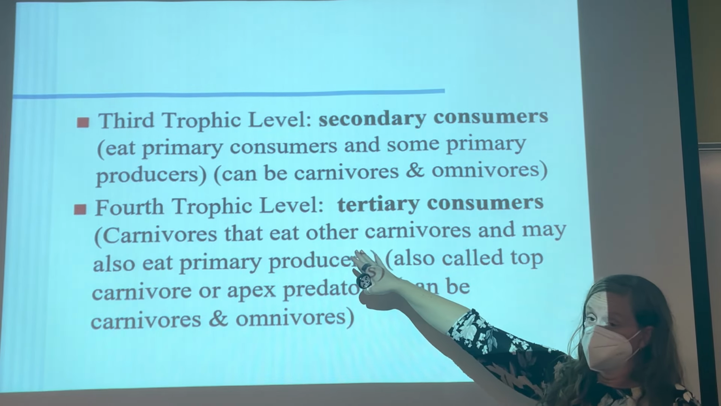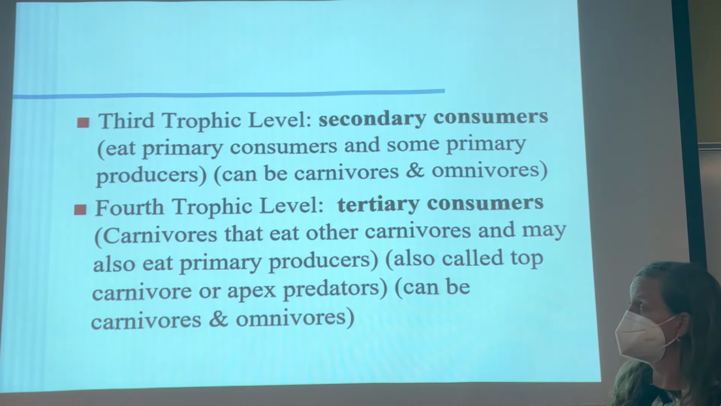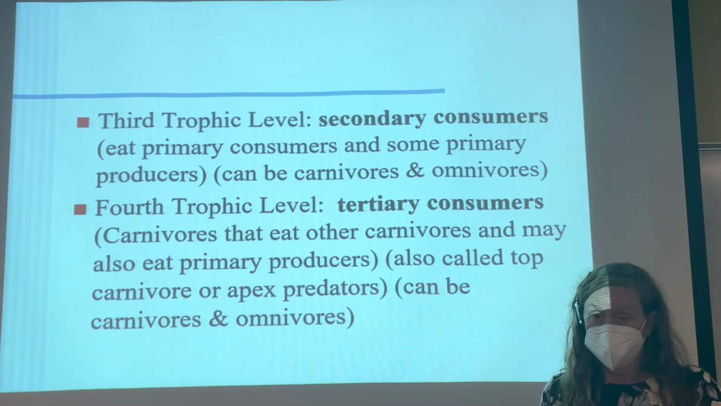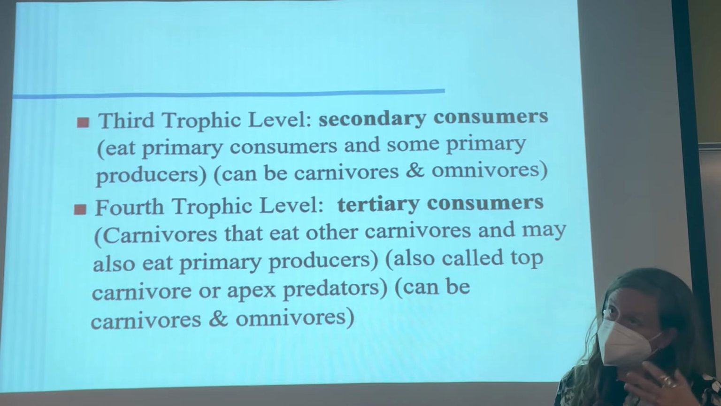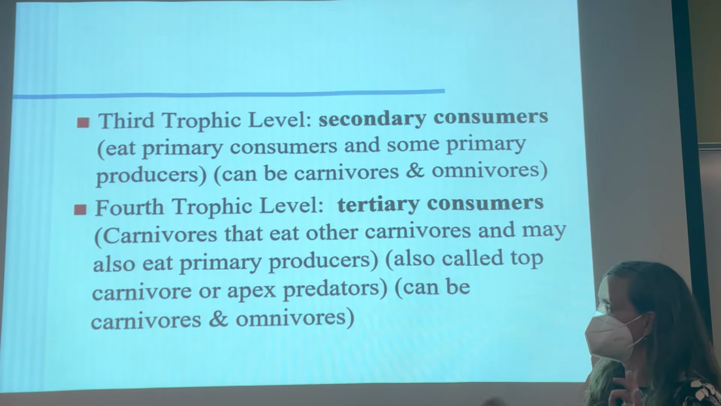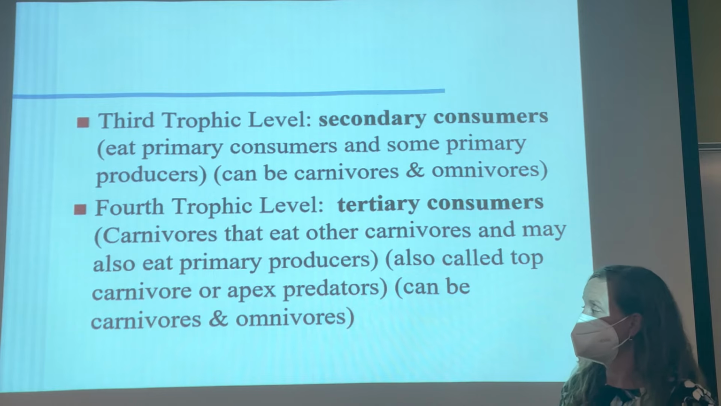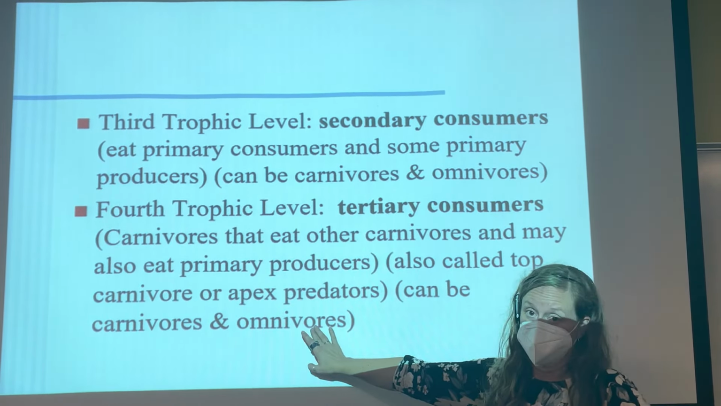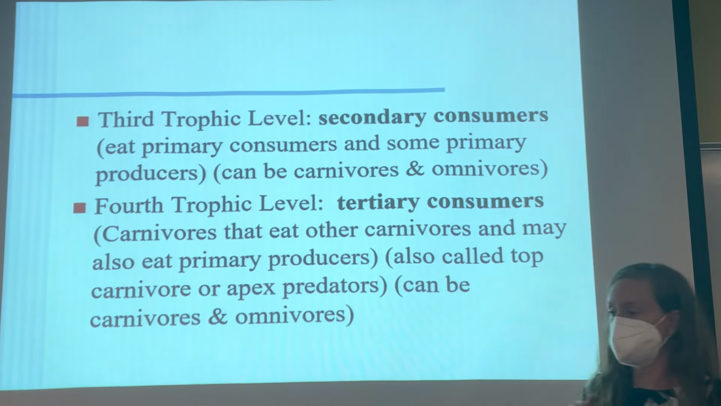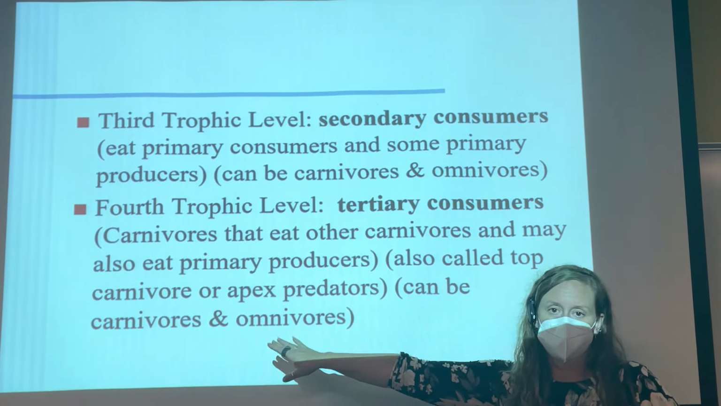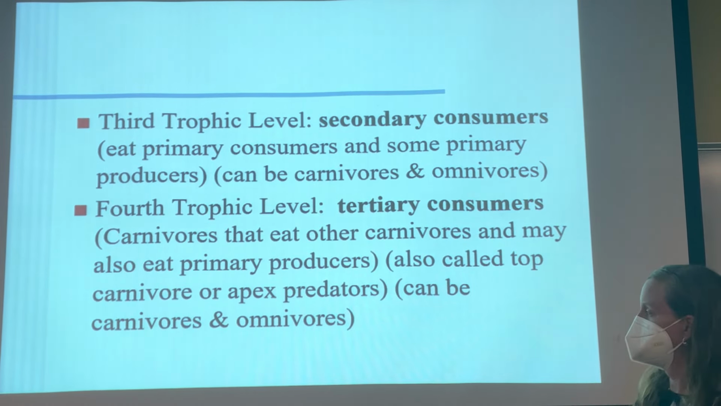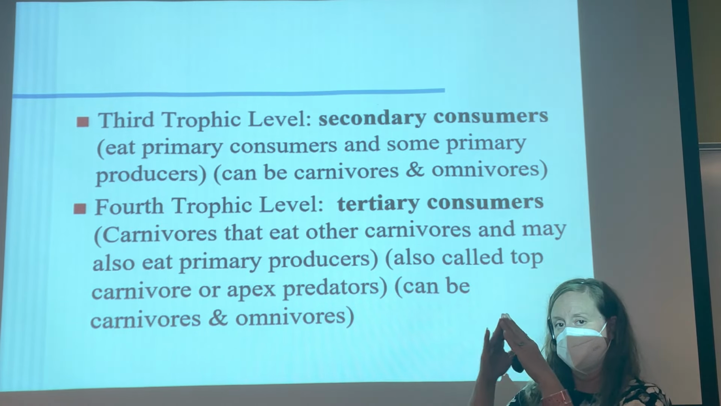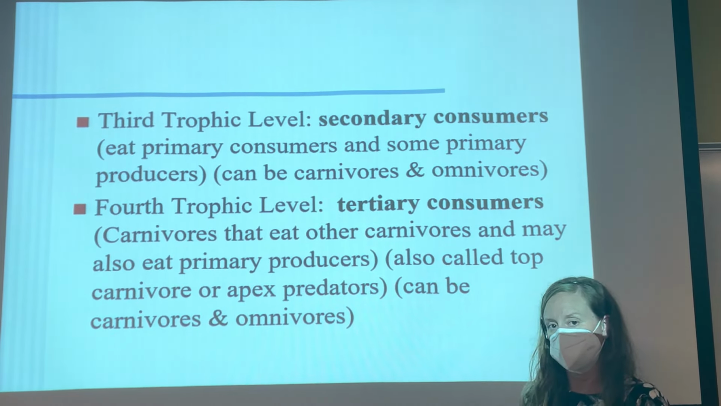The fourth trophic level, the tertiary consumers, are carnivores that eat secondary consumers and primary consumers, and they might eat some primary producers. They might get a little bit of plant material. And so we might classify them as carnivores or omnivores because they eat maybe a variety of the 3 levels below them, or they may focus on just the 2 levels below them and be a carnivore. These we often call apex predators. Apex is the tip or the top. So these are the top predators in our ecosystem.